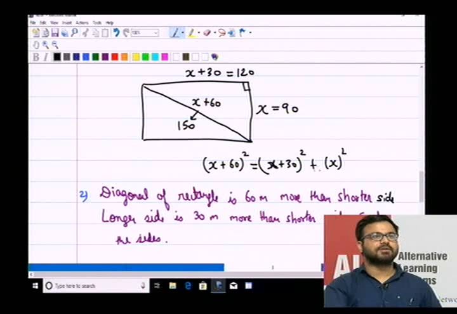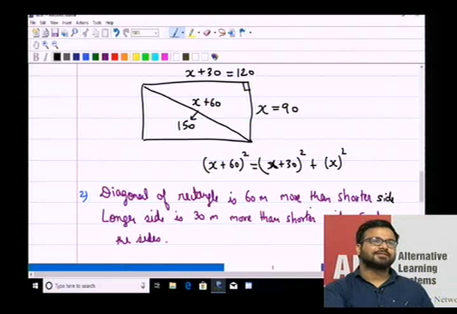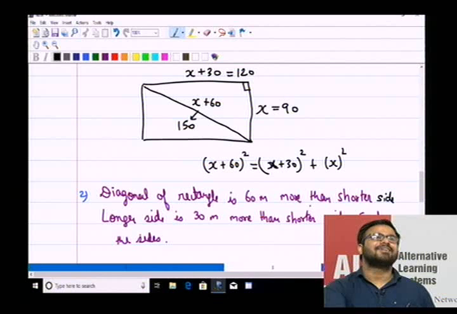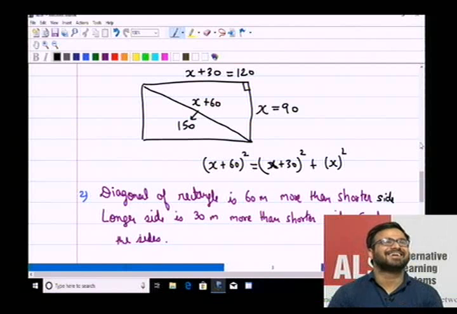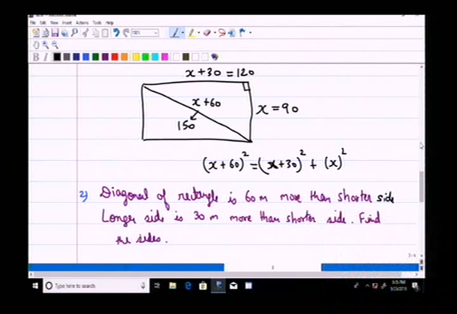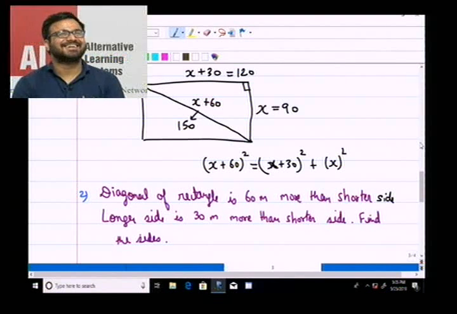Shillong Center, are you able to solve this equation? Are you getting x equal to 90? Second bench in the Shillong Center, are you getting it? You can take the help from your friend.